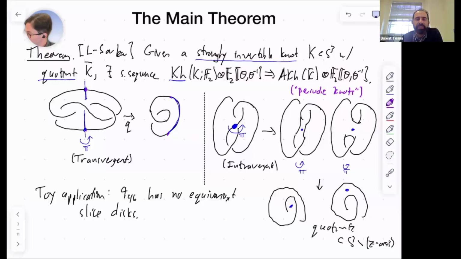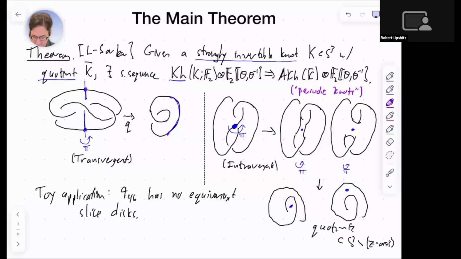And the other question is for your toy application. So you really want to stick with the 9_46? Like, for example, is the mirror, is the answer similar? I guess if the mirror had equivariant slice disks, then you could just mirror those disks, and you would get an equivariant slice disk for 9_46.